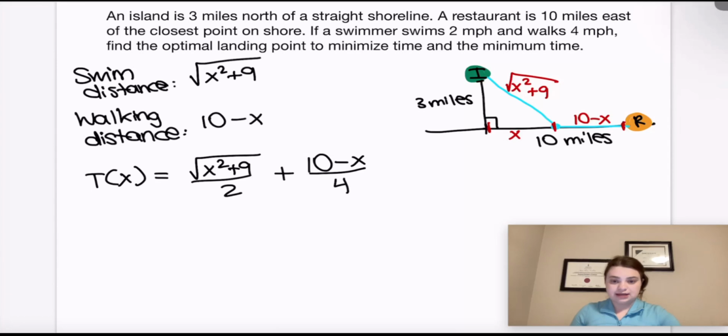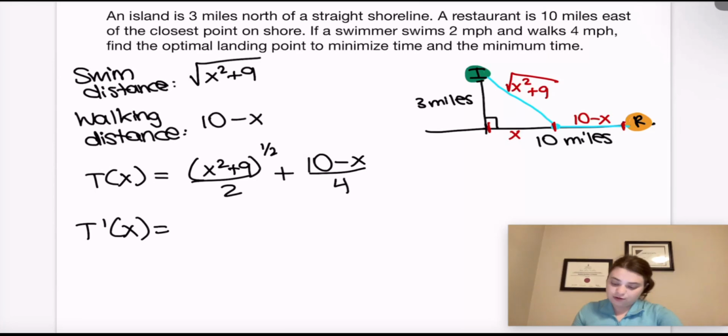All right, so then our next step is going to be to take the derivative of this. So let's go ahead and do that. Before I take my derivative, I'm going to get this into a more convenient format. I'm going to switch the square root sign to a power of 1/2, because I think that'll make it easier to use the chain rule for this first part in order to find that derivative. So let's find that derivative.